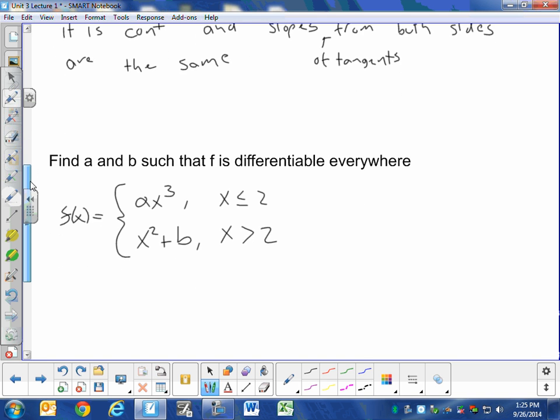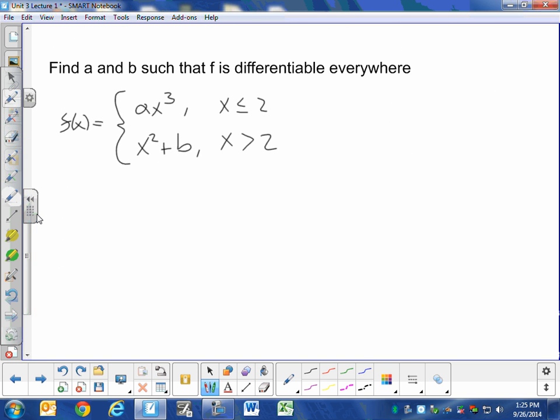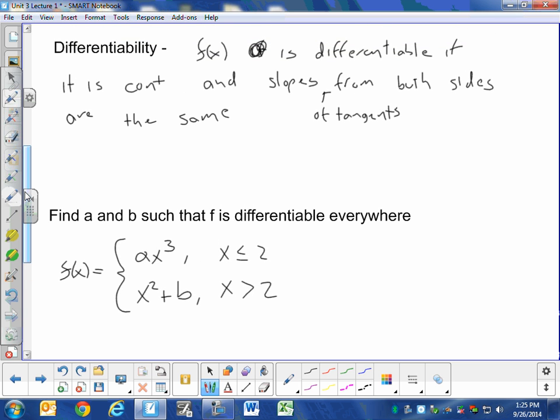Well, we're going to see a question like this now, which we couldn't do before, but now that we have these rules, they're easier to do. We are trying to find a and b such that the function f is differentiable everywhere. Hold on, let me get through this problem.